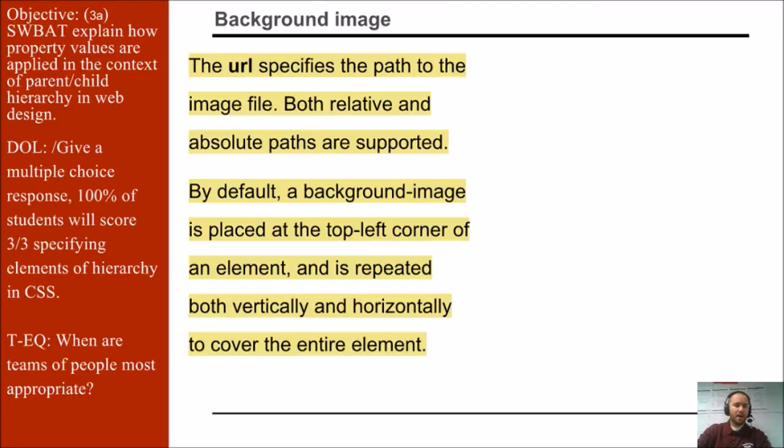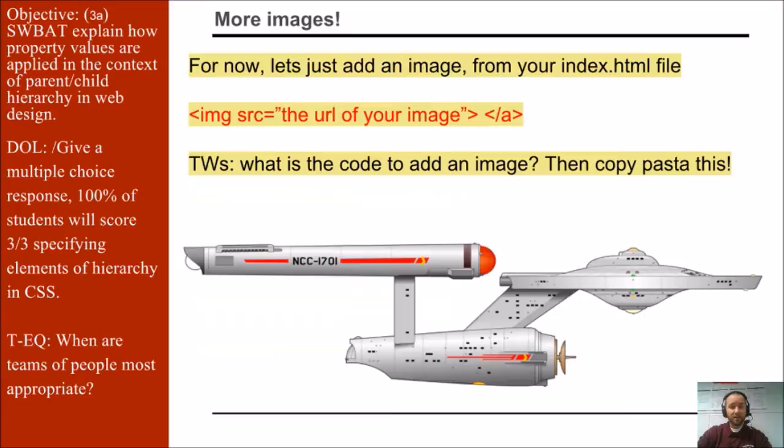Something about the background image here, the URL specifies the path to the image file. So there's two ways to do this, creating a relative or absolute path. Now by default, the background image is placed at the top left corner of an element and is repeated both vertically and horizontally to cover the entire element. And I've seen many of you in class already using this background image code, which is great. So for the rest of you today though, let's at least get images placed in our GitHub accounts as well.